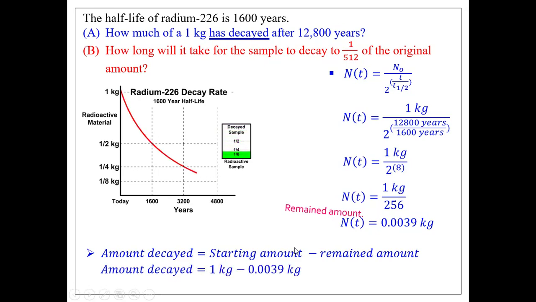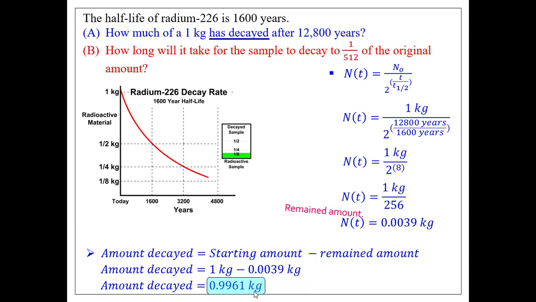All right, so the starting amount here is 1 kilogram. The remaining amount we just found, N of t, is 0.0039 kilogram. So this is how much you started with. This is how much you still have left over. So therefore, when you take the difference, it tells you how much you've lost or spent. Okay, so the amount that has decayed is indeed 0.9961 kilogram, and that is our answer for part A.